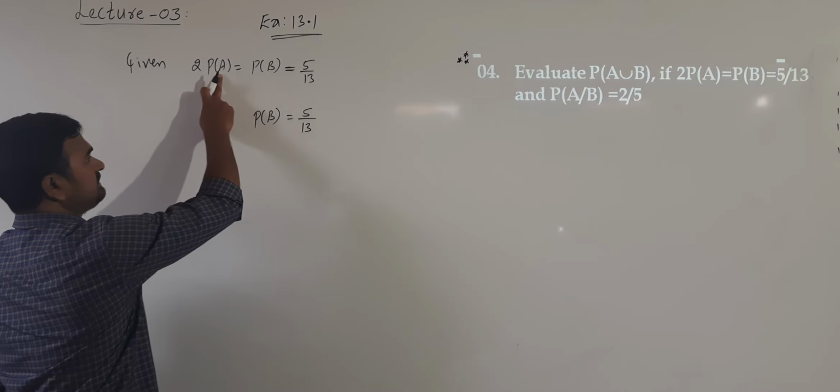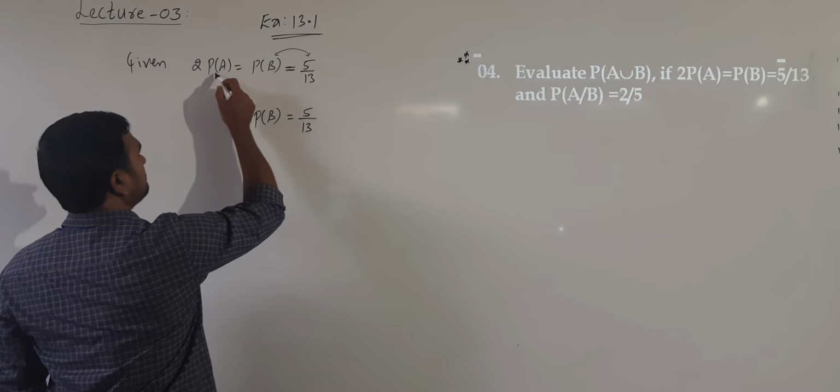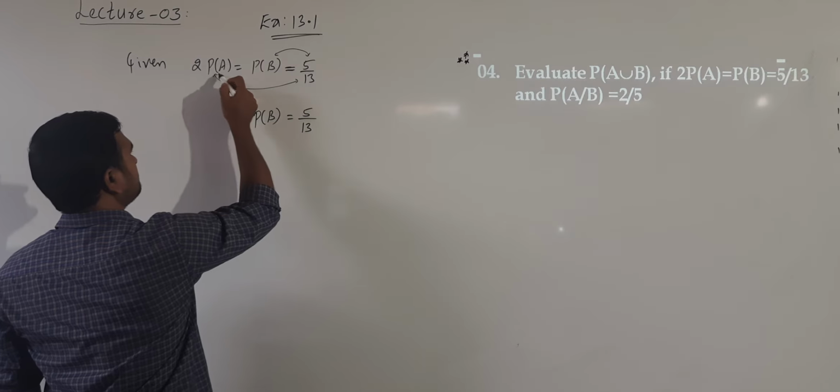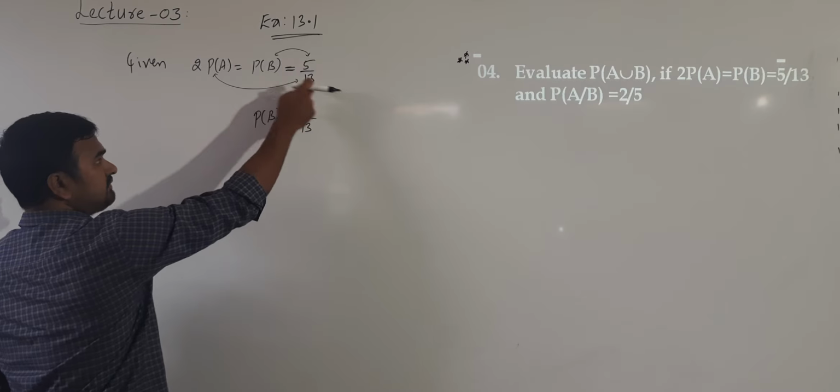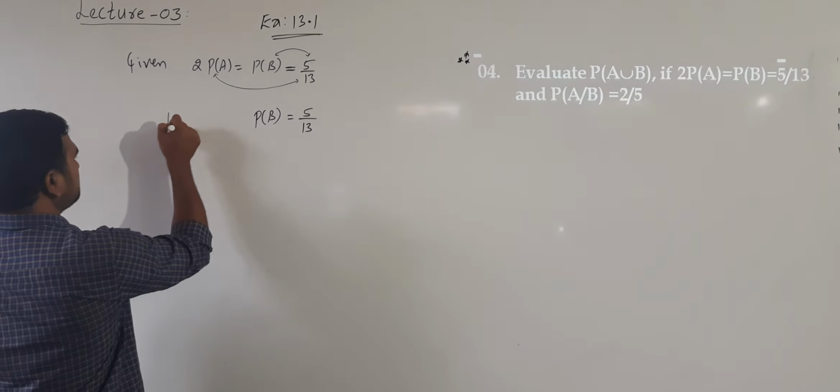What about P of A? So we are equating these two. If I equate these two, 2 times P of A is 5 by 13. So what will be P of A? 5 by 26.